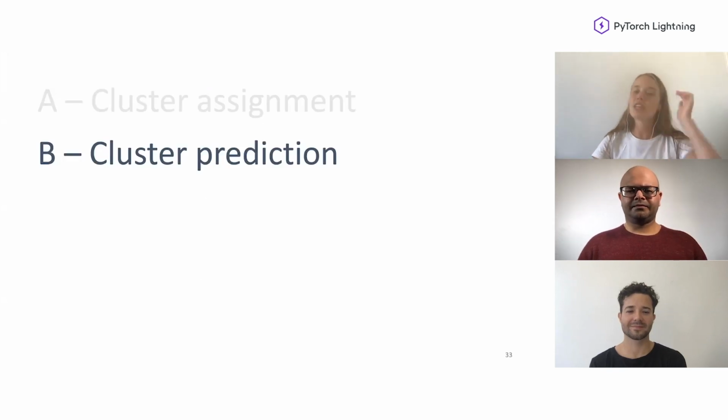So now that we have talked about the cluster assignment part, we can focus on the cluster prediction loss, the actual loss which is used to train the network.